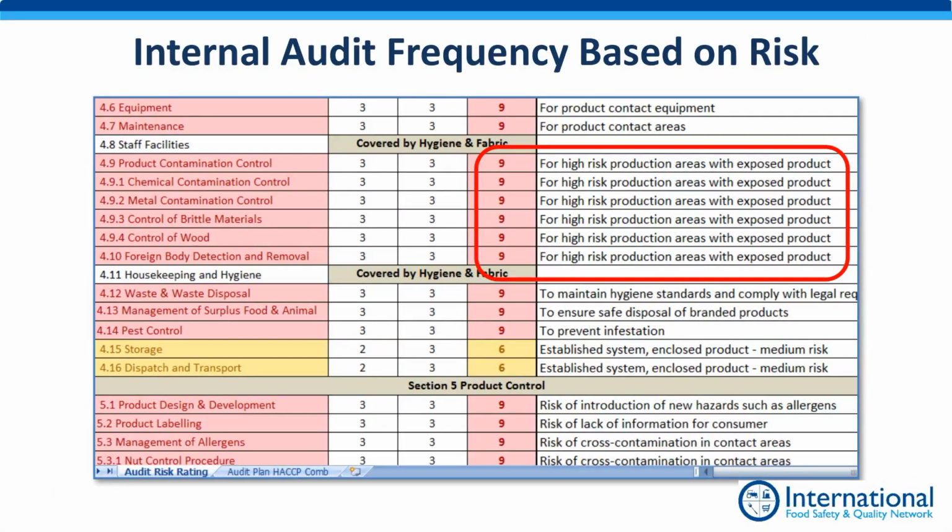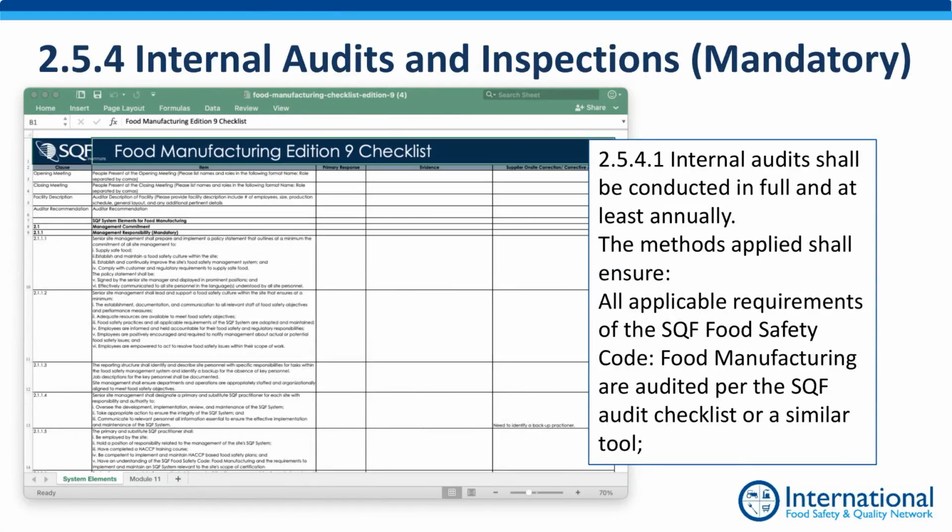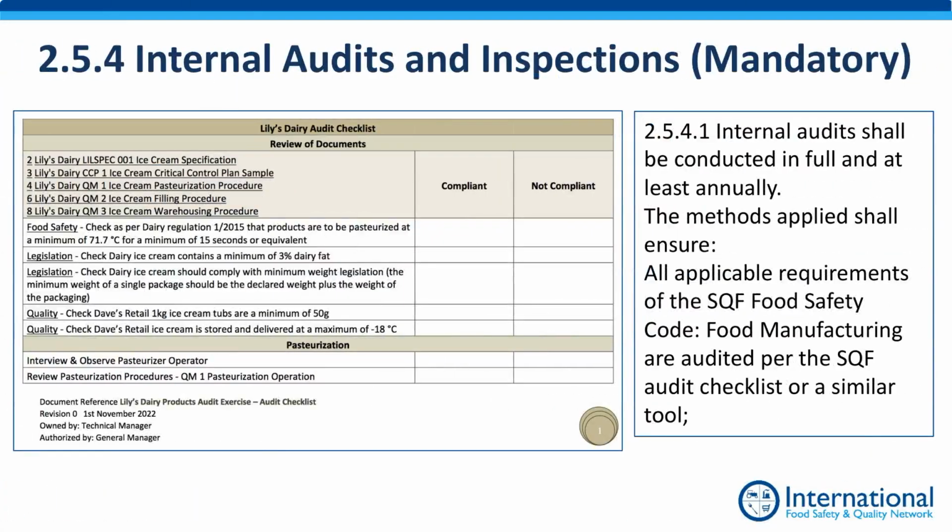Here's an example where measures for the prevention of product contamination in open product areas are prioritized. So for SQF, the requirements are to consider all the requirements of the SQF Food Safety Code as per an SQF audit checklist or similar tool. You can develop your own audit checklists if you prefer.